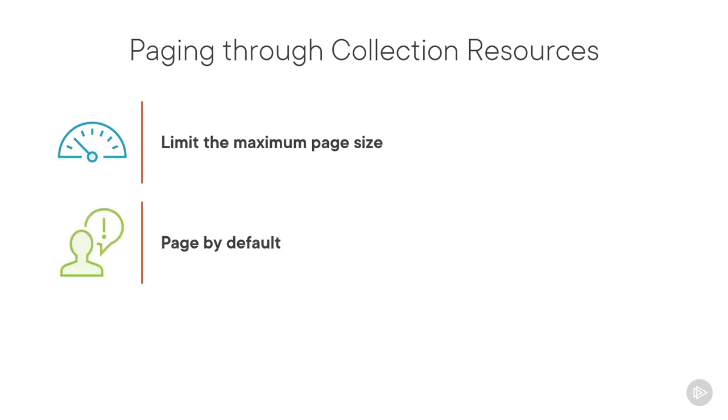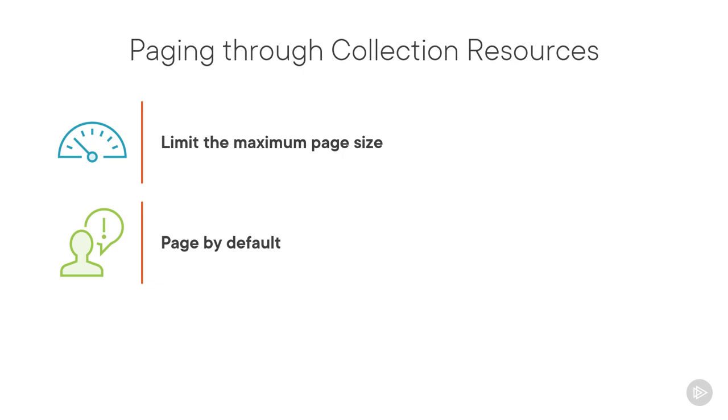But that page size can cause problems as well. If we don't limit this, a consumer can pass through 100,000 as the page size, which will still cause performance issues. So the page size itself should be checked against a specific value to see if it isn't too large. If no paging parameters are provided, you should only return the first page by default.